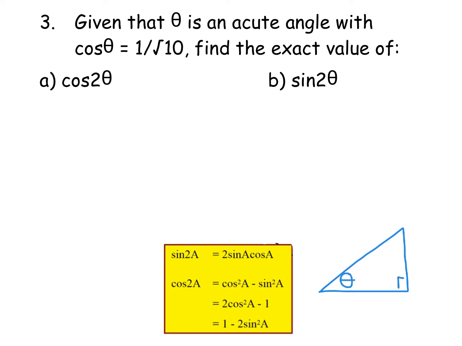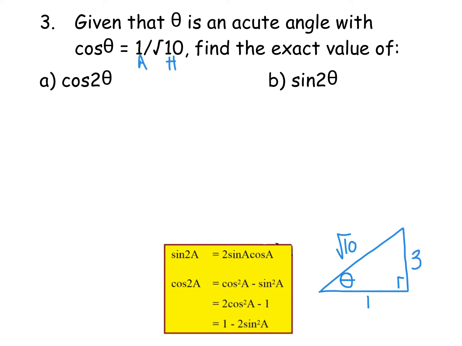I'm told that cos theta is 1 over root 10, so that means my adjacent is 1 and my hypotenuse is root 10. So I've got 1 and root 10. Now using Pythagoras, I can get that third side. I would do root 10 squared, which is 10, take away 1 squared, which is 9. Square root of 9 is 3, so my missing side is 3.